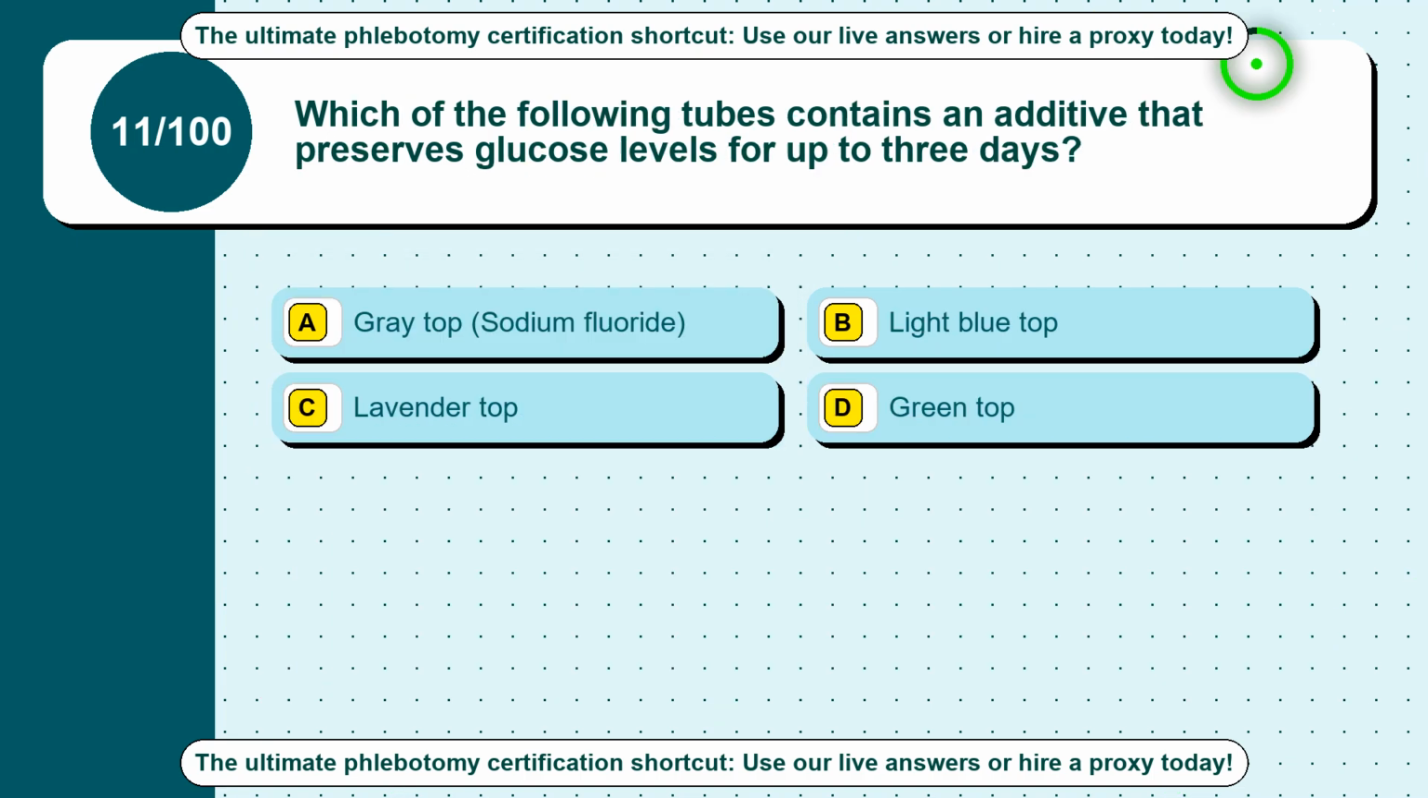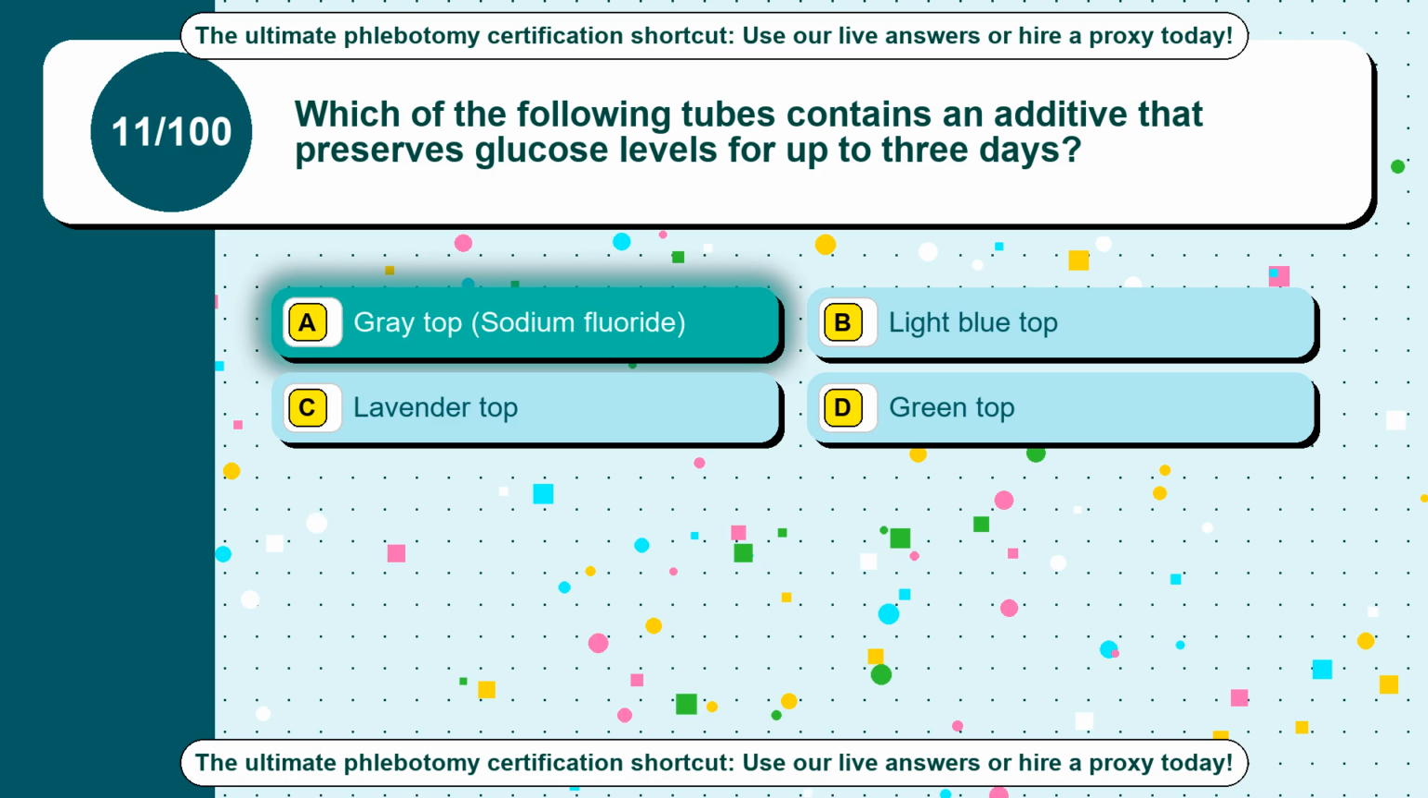Question 11. Which of the following tubes contains an additive that preserves glucose levels for up to 3 days? Option A, gray top, sodium fluoride. Option B, light blue top. Option C, lavender top. Option D, green top. The correct answer is option A, gray top, sodium fluoride.